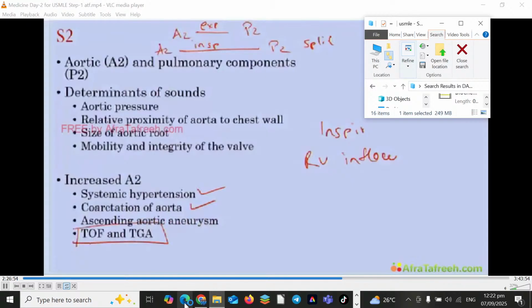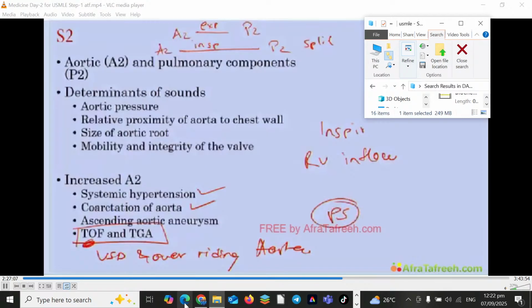TOF will have what? TOF has VSD and overriding aorta. There is pulmonary stenosis. So all the blood goes into the aorta, and this excess will lead to a loud A2. So systemic hypertension, coarctation of aorta, all these findings, this is how you're going to understand it.